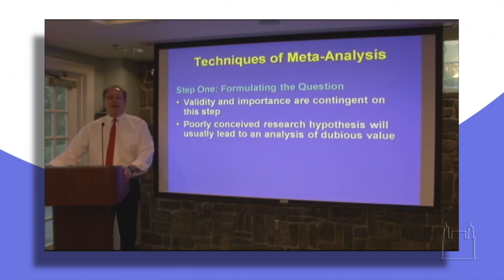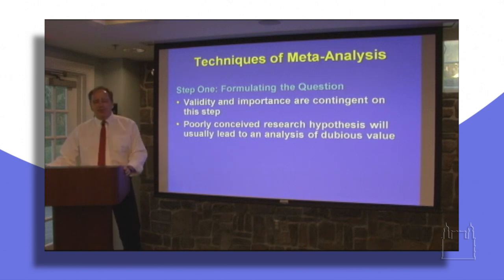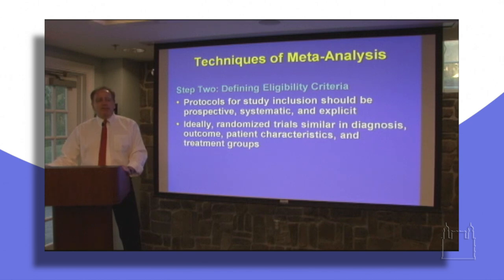The first step of doing a meta-analysis, and I'll be presenting you five easy steps, is formulating the question. This is a critically important factor. Validity and importance are contingent on this step. A poorly conceived research hypothesis will usually lead to an analysis of dubious value. Then you have to remember that a meta-analysis is a prospective analysis. It's just the same as a randomized controlled trial. The only difference between a meta-analysis and a randomized controlled trial is that when you do a meta-analysis, the patients have already been enrolled. But other than that, everything is prospective.